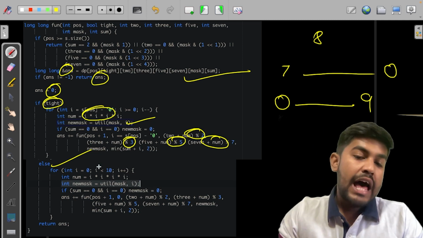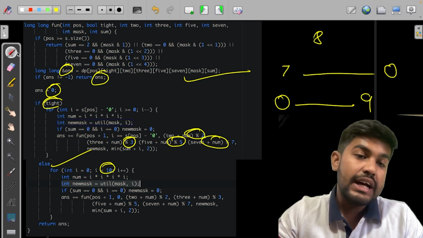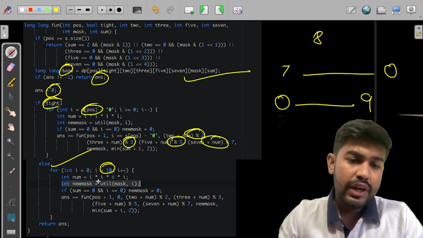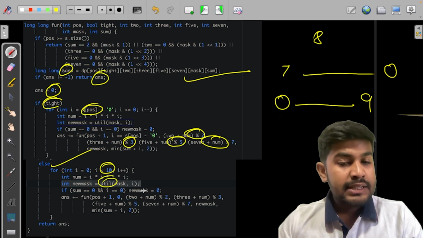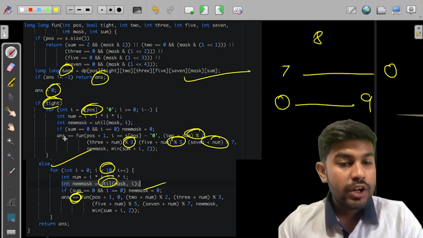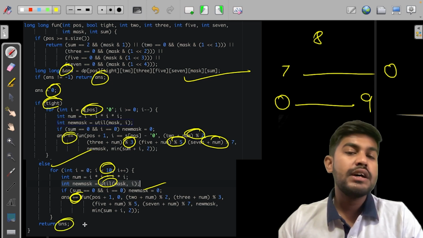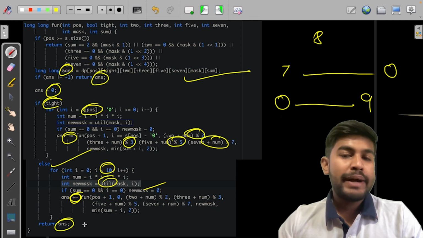So we have a for loop from 0 to 10, and this for loop would be from the position, and we are taking care of the ASCII value. Then we have the new mask, and then the sum would be 0, and then we are adding each sum. We are adding that here also, and then we are returning. This is just a pass by reference one, so it would automatically be saved.